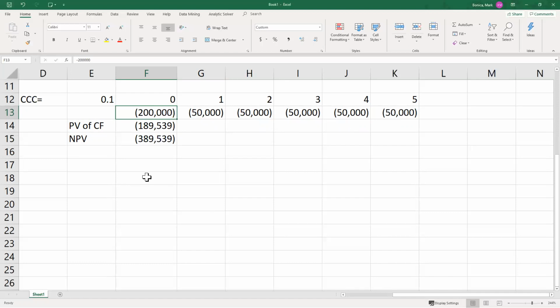Alternatively, maybe we could spend $400,000. So the option would be you spend $400,000 at time zero. Which would you rather do? Would you rather spend 200,000 and then 50, 50, 50, 50? If you just simply add it up, we're going to spend 200 and then 50 each year for the next 5 years.